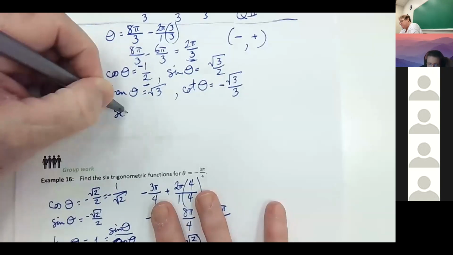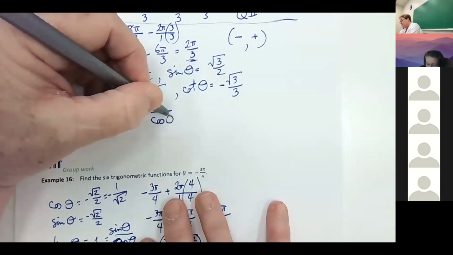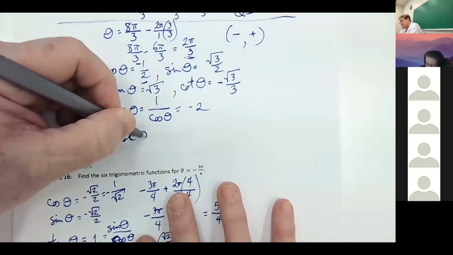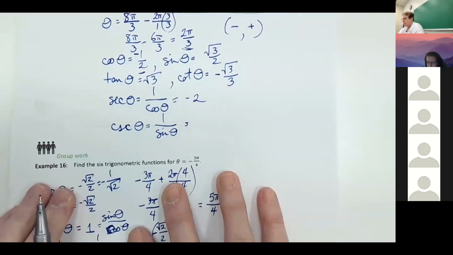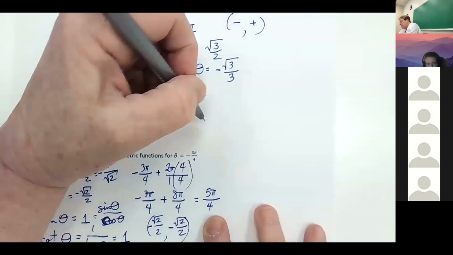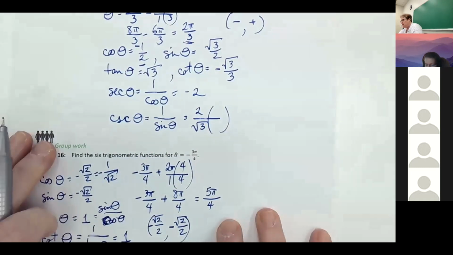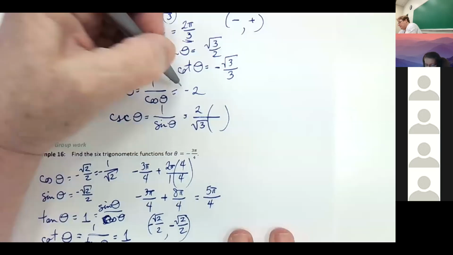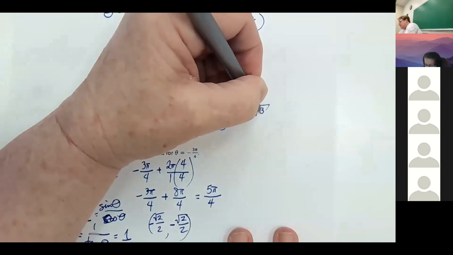The secant is the reciprocal of cosine, so it's just going to be -2. The cosecant is the reciprocal of sine, and that's going to be 2 over the square root of 3. What do we have to multiply numerator and denominator by? Good. So we get 2 times the square root of 3 over 3.